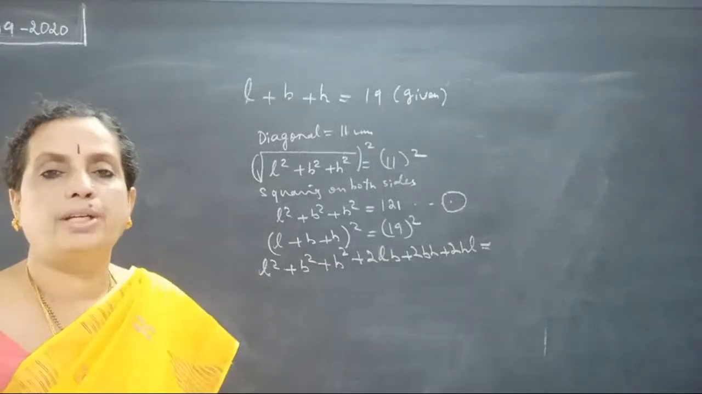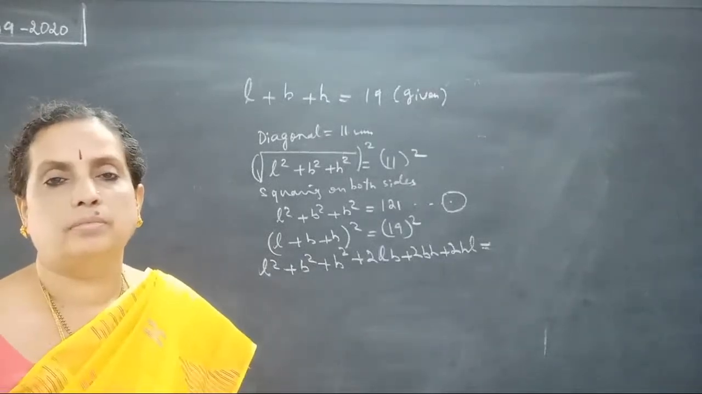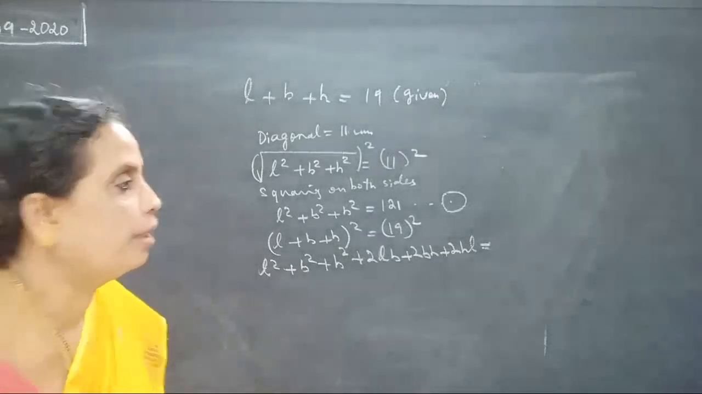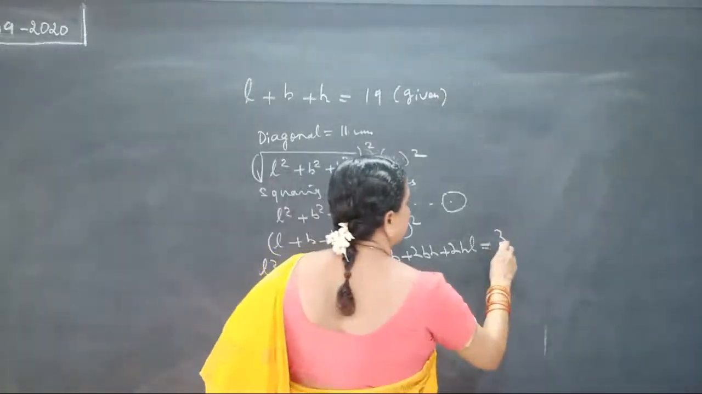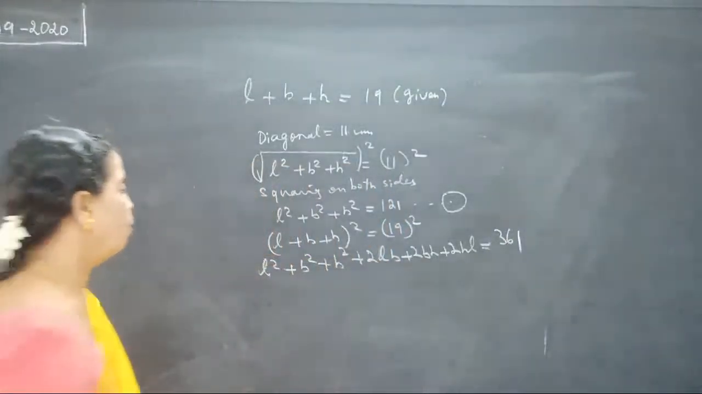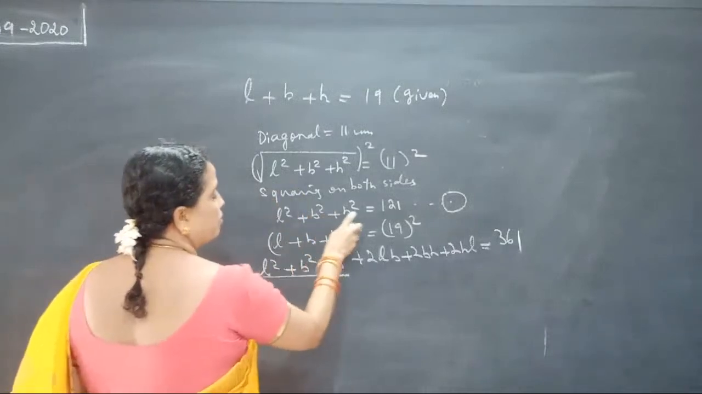19 into 19. What's the answer? Yes. Is it 361 or 381? 361. Okay. Now we know the L square plus B square plus H square value. What is that value?